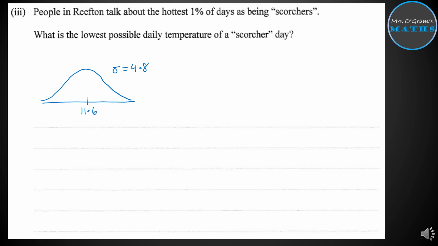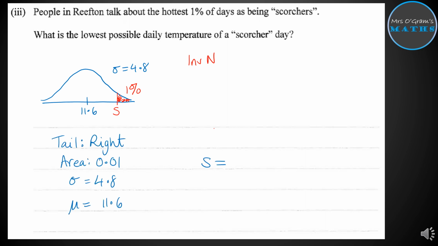Part 3 is an inverse normal question. We're asked to work out the value when we know the probability or percentage. So the hottest 1% of days are scorchers, so there's some value here that defines it as a scorcher if it's in the top 1%. We're going to use inverse normal on the calculator to work that out. And that gives us an answer. If you pop all of those in, you get 22.766, so we'll round that to 22.8 degrees Celsius.